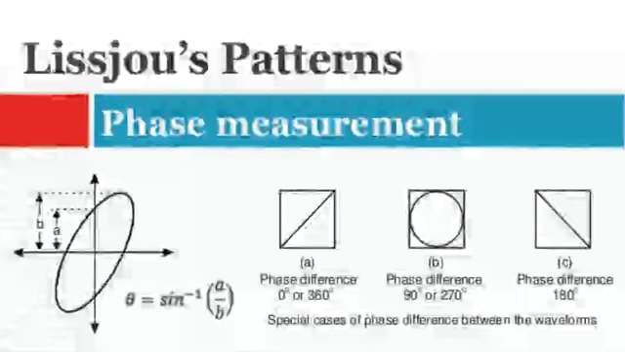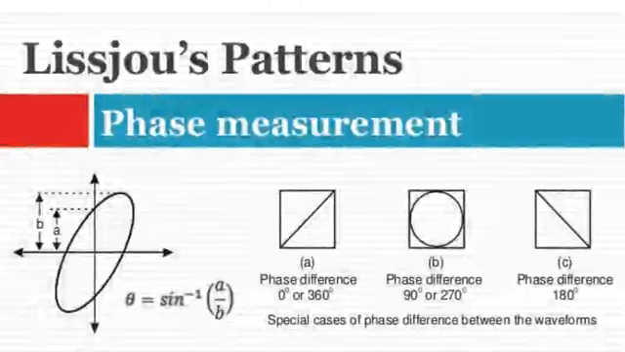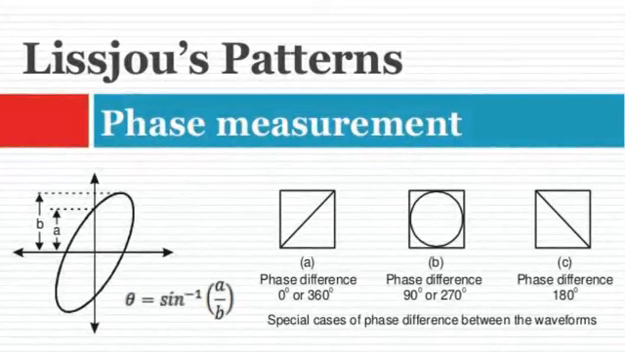This is the second method to find out the phase difference, and the name is Lissajous patterns. By using Lissajous pattern we can find out the phase difference between two waveforms. In this method, two sine waves of same frequency are applied to CRO, one to the vertical plate and other to horizontal plate. The CRO is said to operate in XY mode. Now, the obtained pattern is known as Lissajous pattern. The Lissajous pattern will be an ellipse.